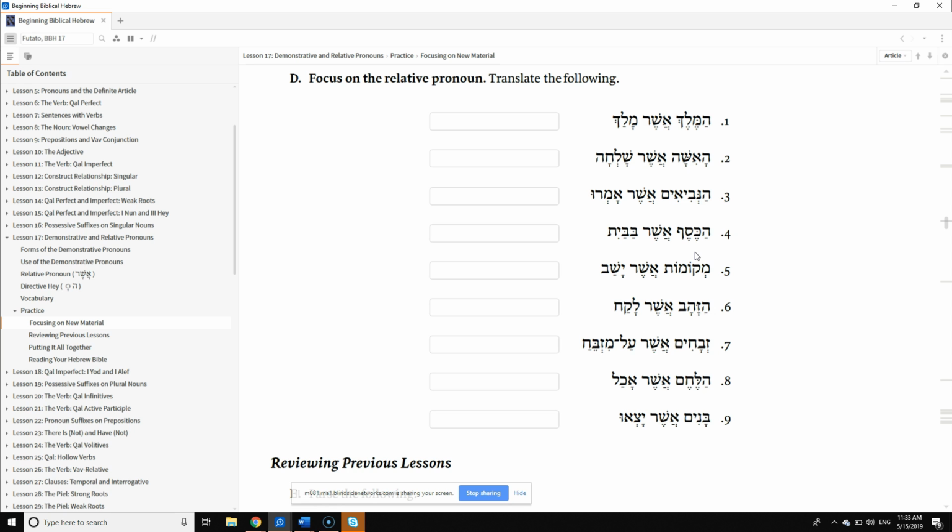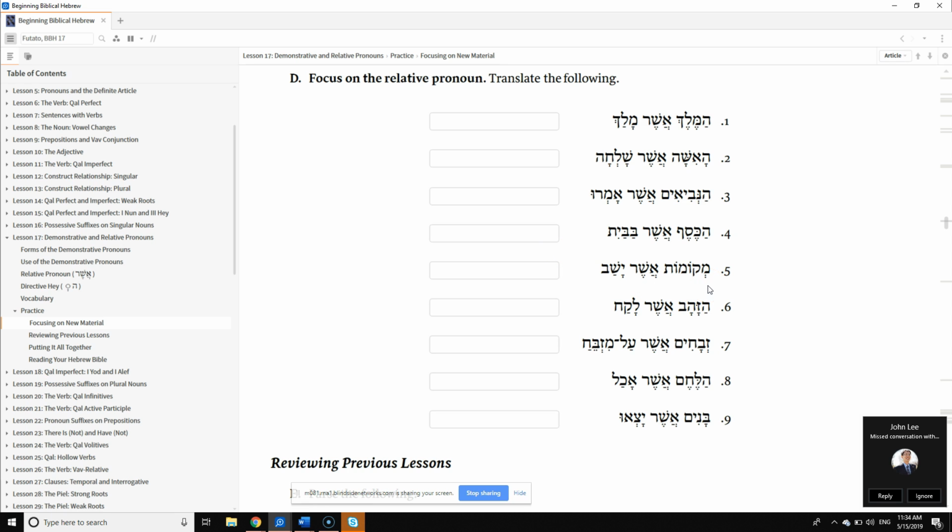Number 4, hakesef asher babayit. Hakesef is the definite form of the word for silver or money. So the money which in the house. We know that this is definite because our bet preposition for in has the patach under it, indicating a definite article. So the money which in the house. Well, that makes sense in English. We have to supply a to-be verb to make this a verbless clause. This is a verbless clause, but to translate it in English, we have to supply the verb. So here we would translate this, the silver which is in the house.